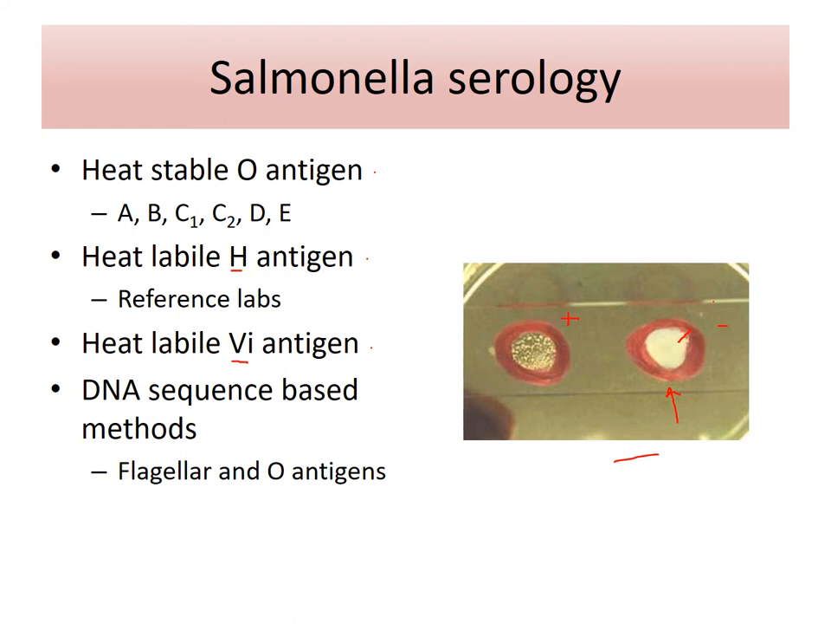It's sort of a habit to make sure that we do that. So the commercially available anti-sera that you have to purchase include A, B, C1, C2, D, E, and then the VI. Almost, or I should say 95% of the specimens that we isolate in the United States are in that particular group, A through E. And actually most of them will be B.